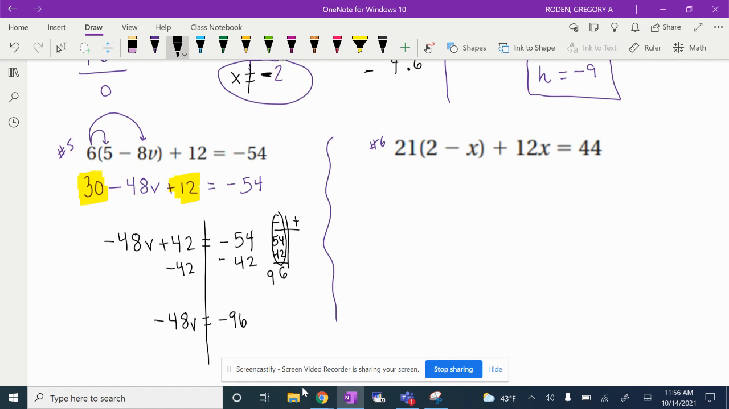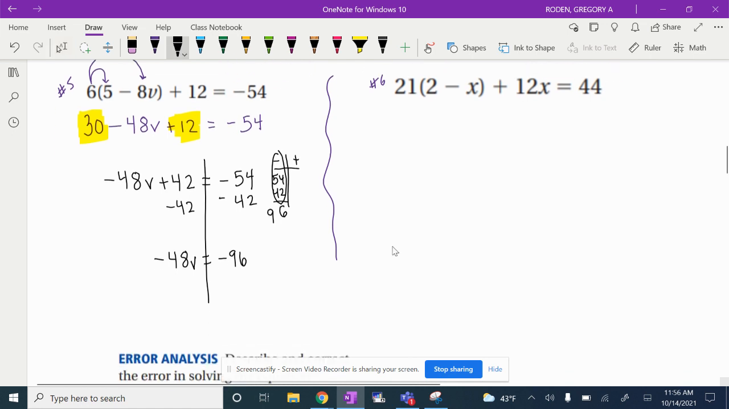Now, the next thing I want to do is just simply go ahead and solve for v by dividing both sides by a negative 48. All right, so negative 48 cancels negative 48. So let's see here. A negative divided by a negative is a positive, so I know my answer is going to be positive. And how many times does 48 go into 96? Let's see here. What's 48 times 2? I think it might go in there. So 2 times 8 is 16, right?